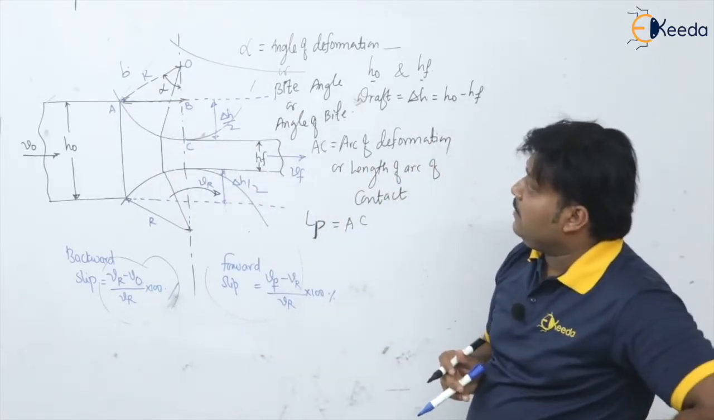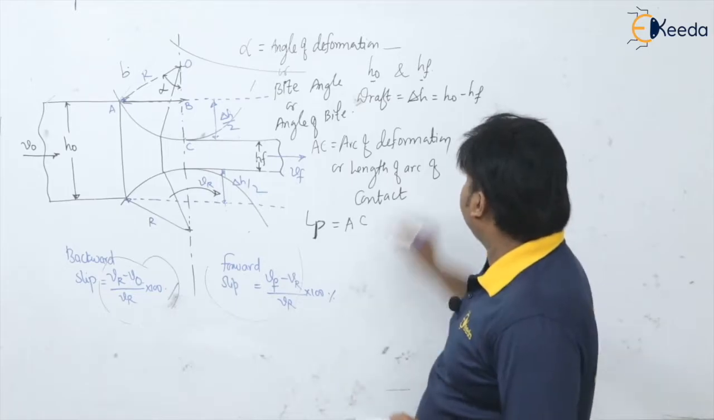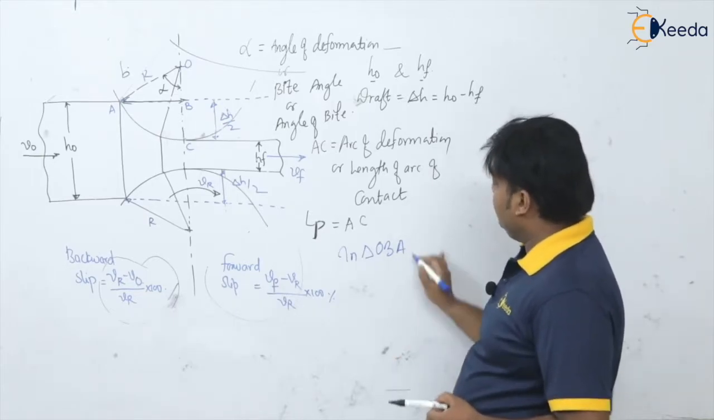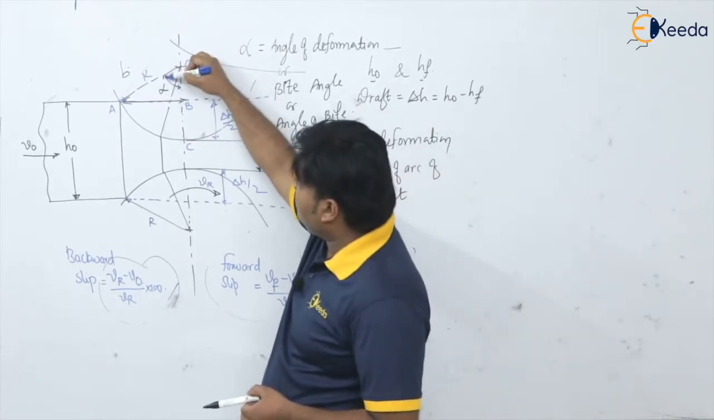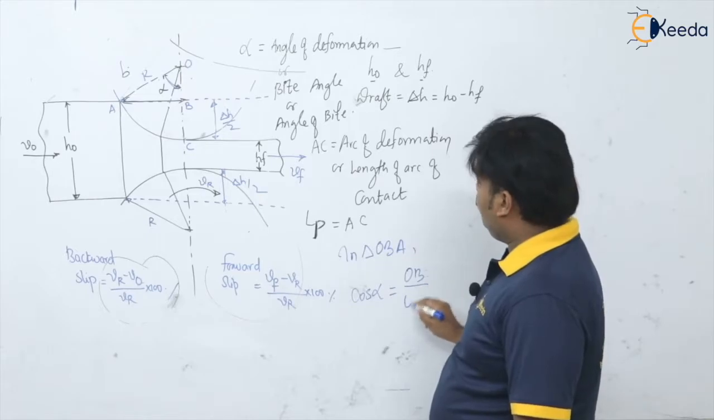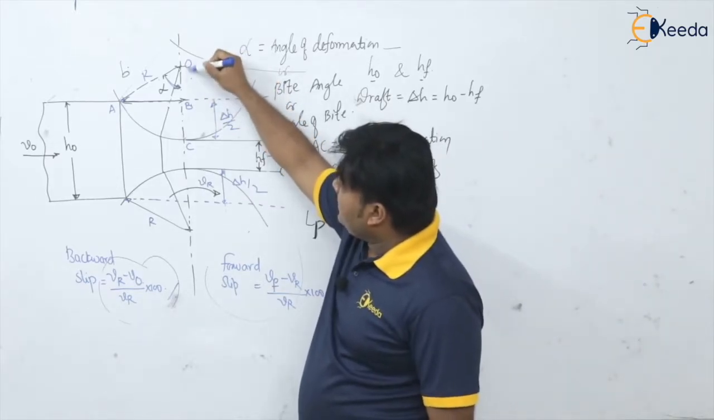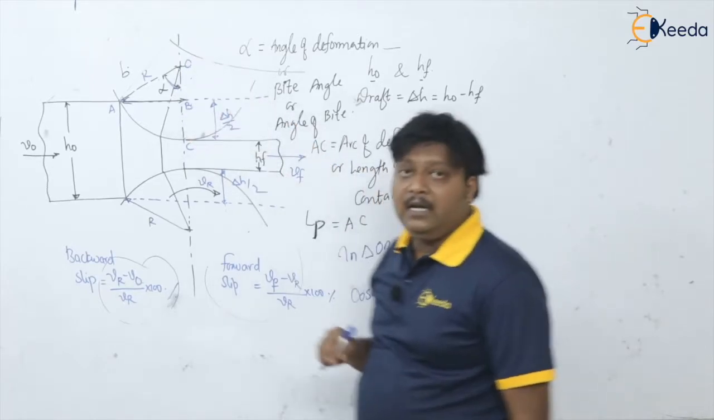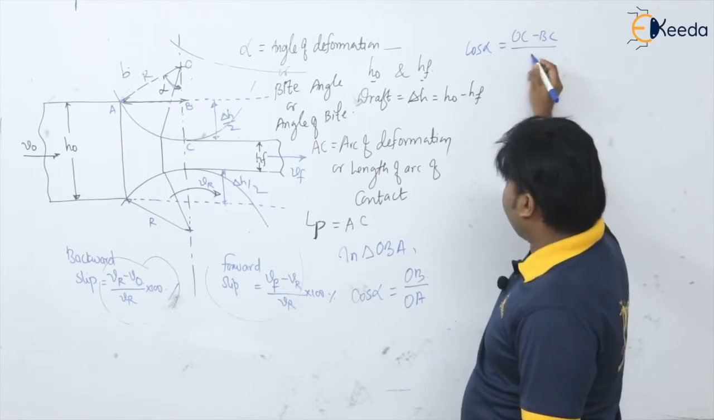So in right angle triangle OBA, tell me what is cos alpha. This is the bite angle. Cos alpha is the adjacent side divided by the hypotenuse, so OB divided by OA, isn't it? How can we get OB? If you subtract BC from OC, you get OB. So cos alpha we can write as OC minus BC divided by OA.